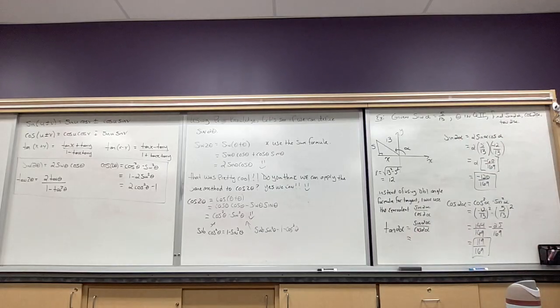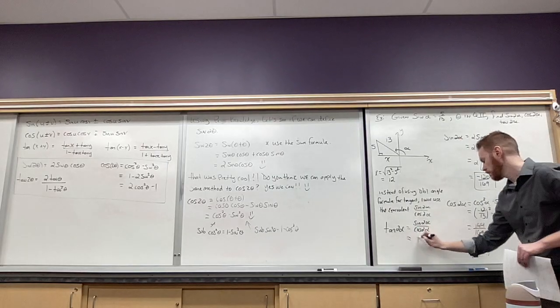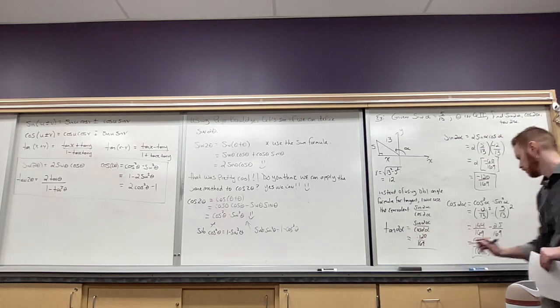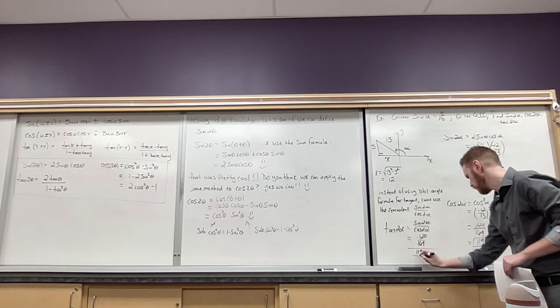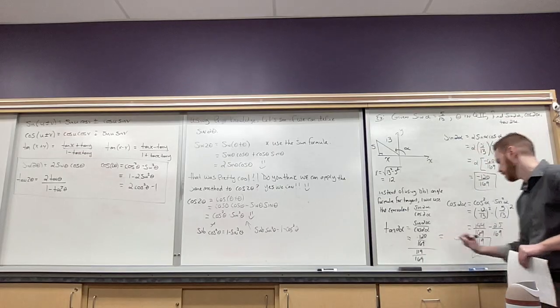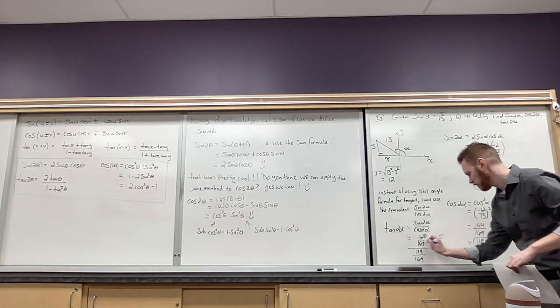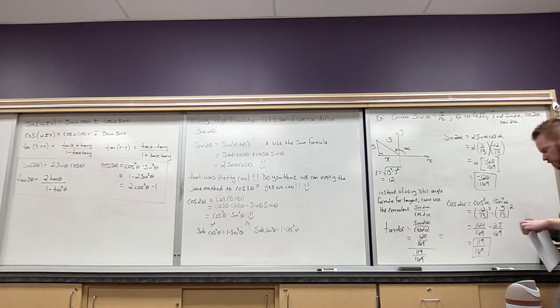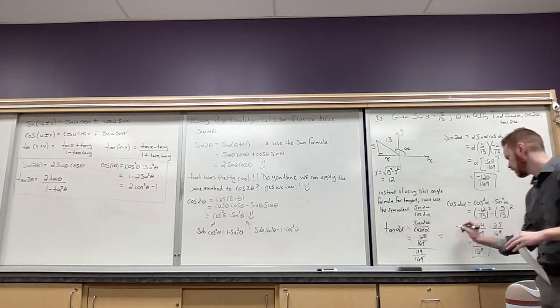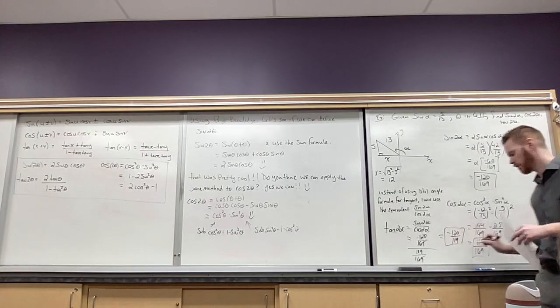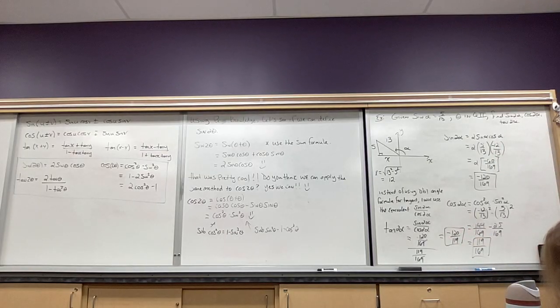Okay, so this will be negative 120 over 169 over 119 over 169. And the 169s, they're going to cancel out. So those are gone. So my final answer is going to be negative 120 over 119. So there it is for that guy.